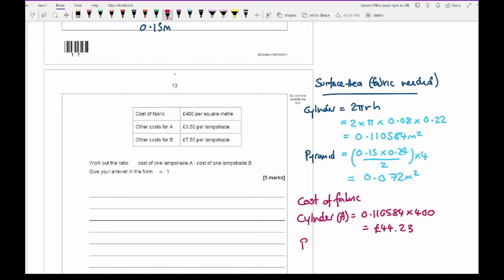Then for the pyramid, it's B, going to be 0.072 times 400, and that comes up to a cost of £28.